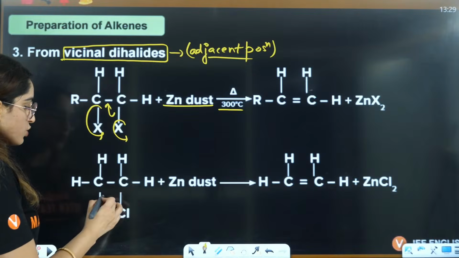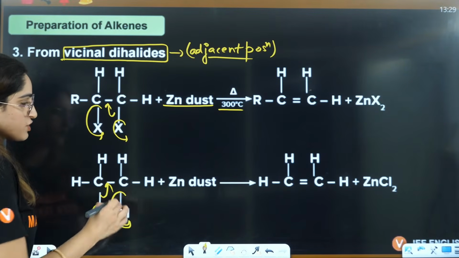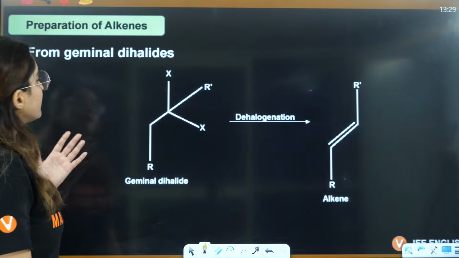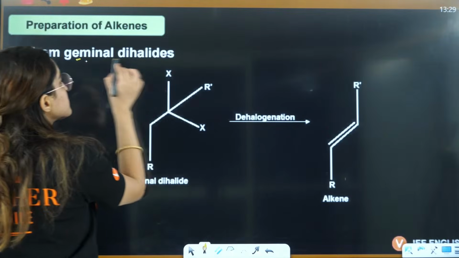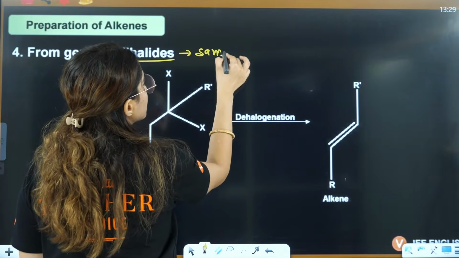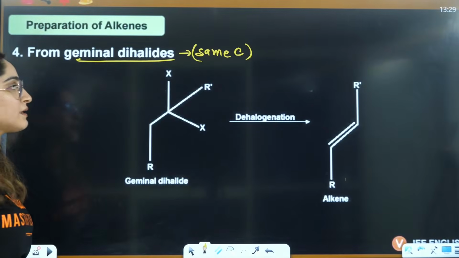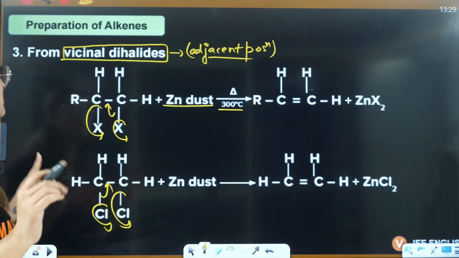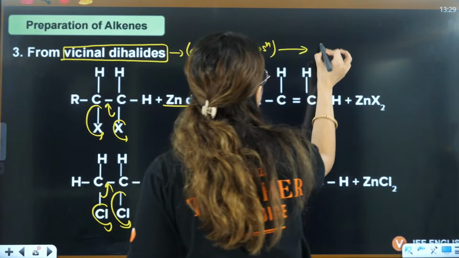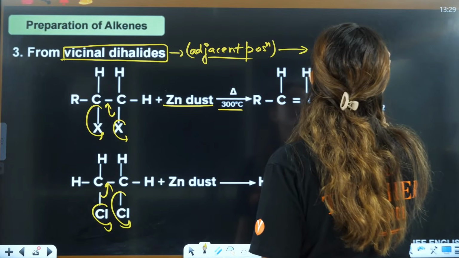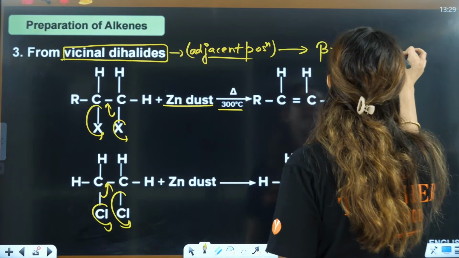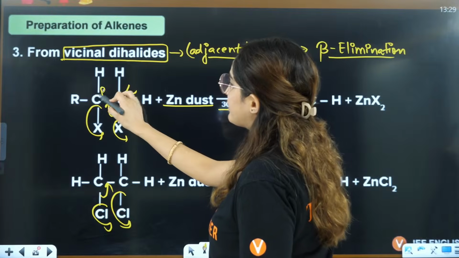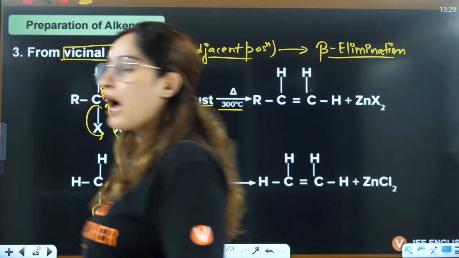And hence here also, this will leave, this bond will shift here, and hence you will have the formation of an alkene. And in geminal dihalides, that means on the same carbon. Now guys, see this, this is very important. This is beta elimination, because from the beta position, if I say this is alpha, this will be beta. So the adjacent carbon is being eliminated.